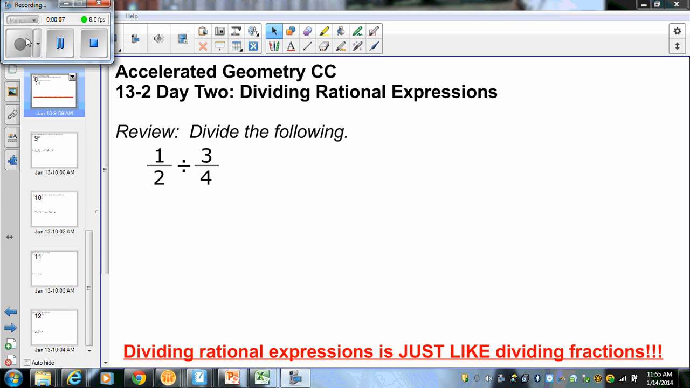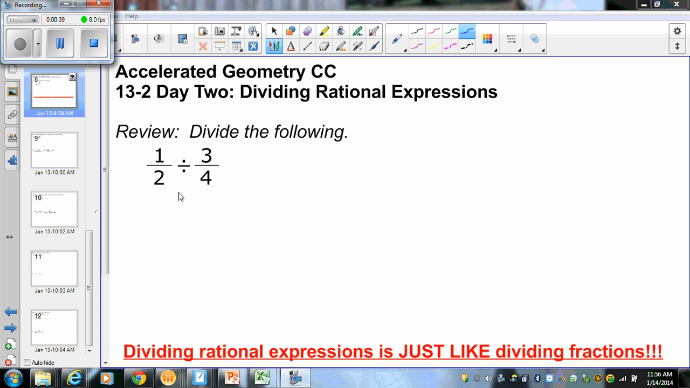All right, so this is the second video for section 13-2 in accelerated geometry. Today we're going to be focusing on dividing rational expressions. If you remember, the video from the day before was on multiplying rational expressions. And just like multiplying rational expressions is very similar to multiplying fractions, dividing rational expressions is also very similar to dividing fractions. So it made sense to me if we practiced dividing some fractions here.